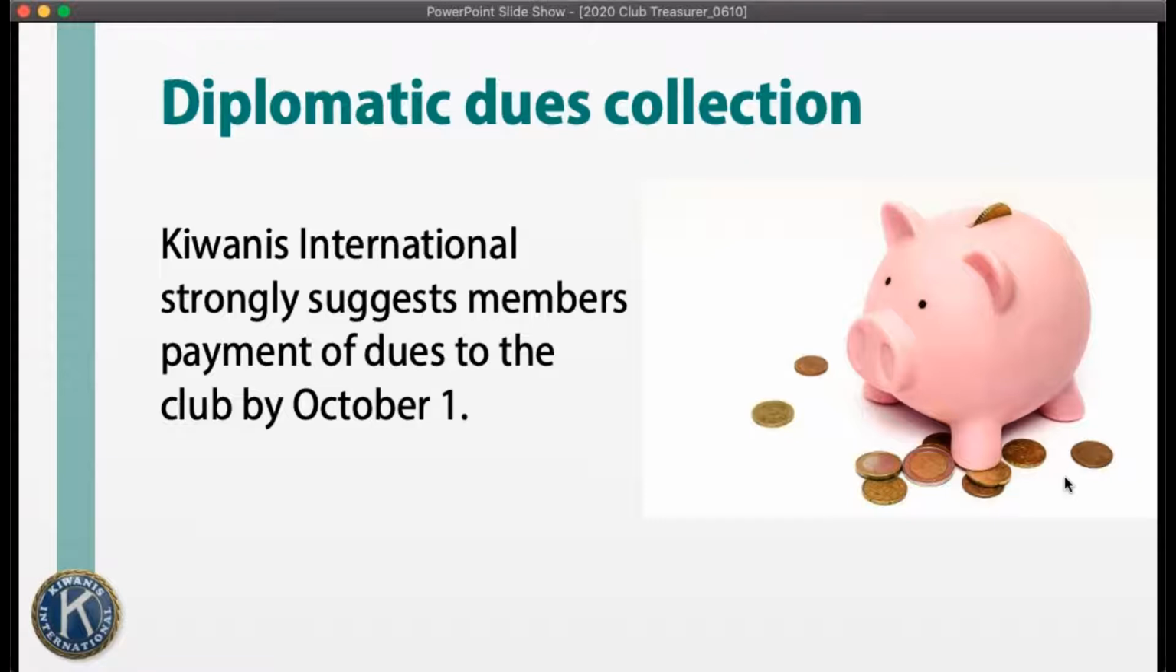Some clubs have the option of paying dues through the district website and resources. Contact your district secretary to find out whether or not this is an option for your club.